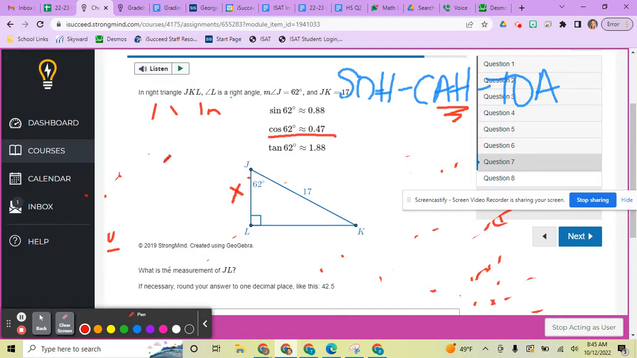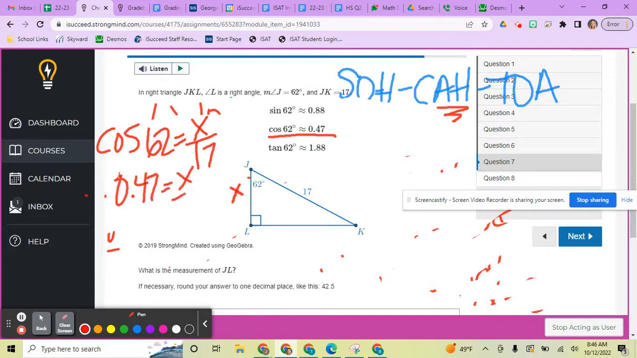Okay, so cosine of 62 equals adjacent over hypotenuse, so that's x over 17. We know the cosine of 62 is 0.47 because they told us that, equals x over 17. So to solve for x, I could just multiply by 17. So 17 times 0.47 is 7.99. So rounded to one decimal place, 7.99 would be 8.